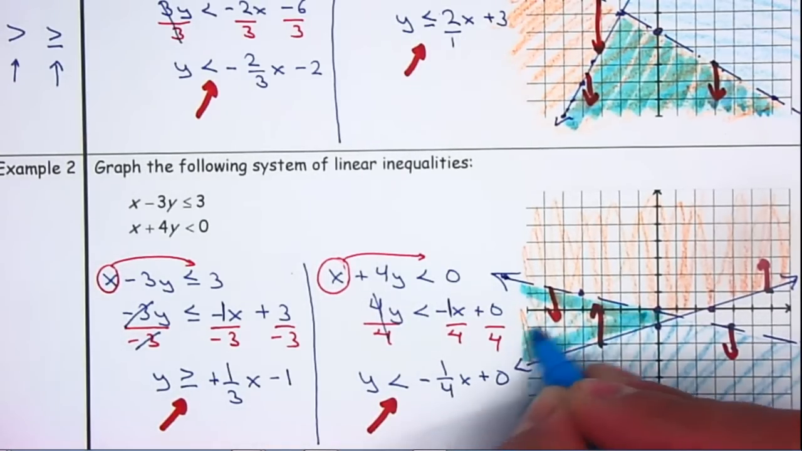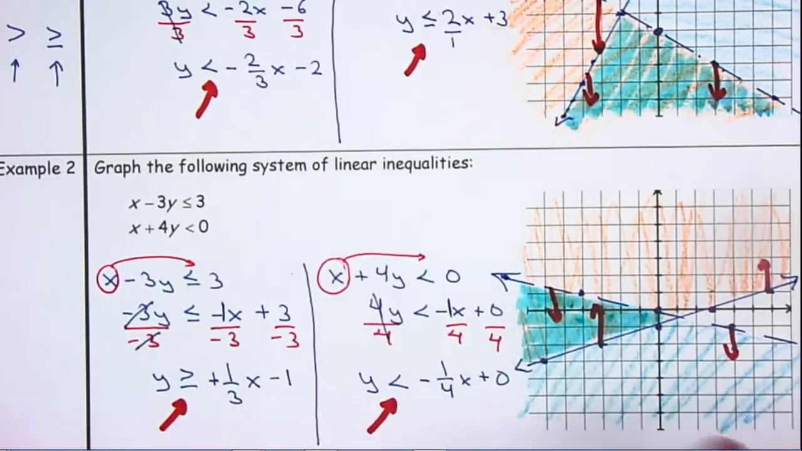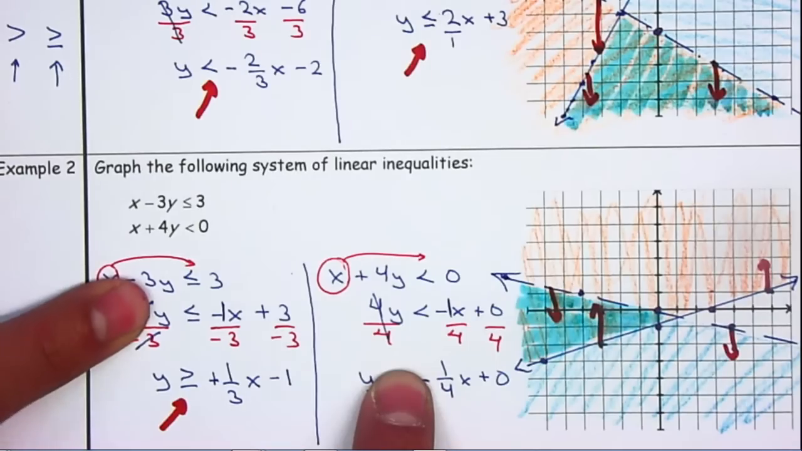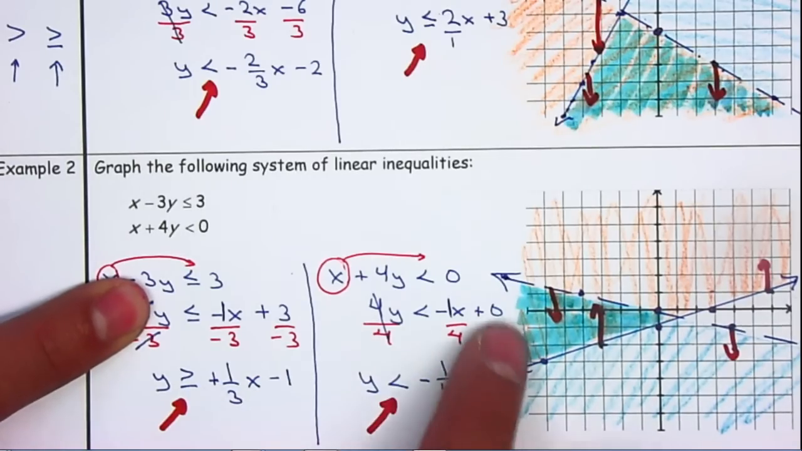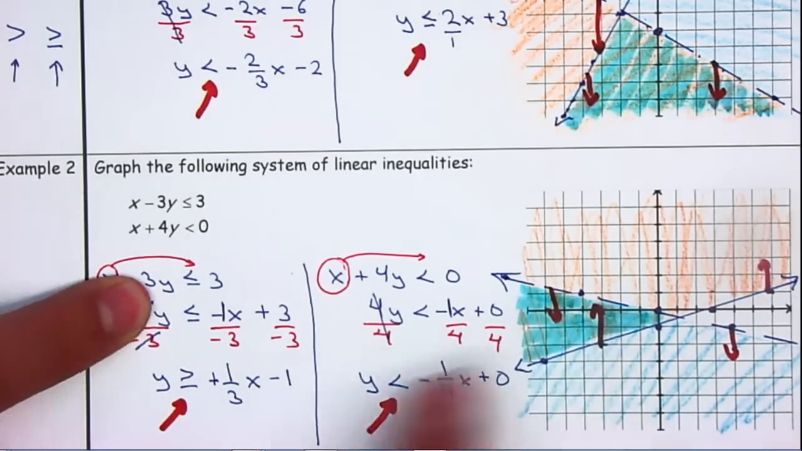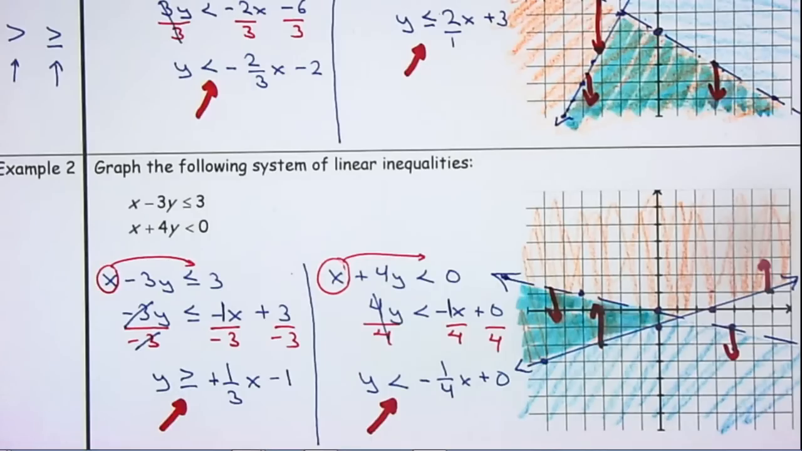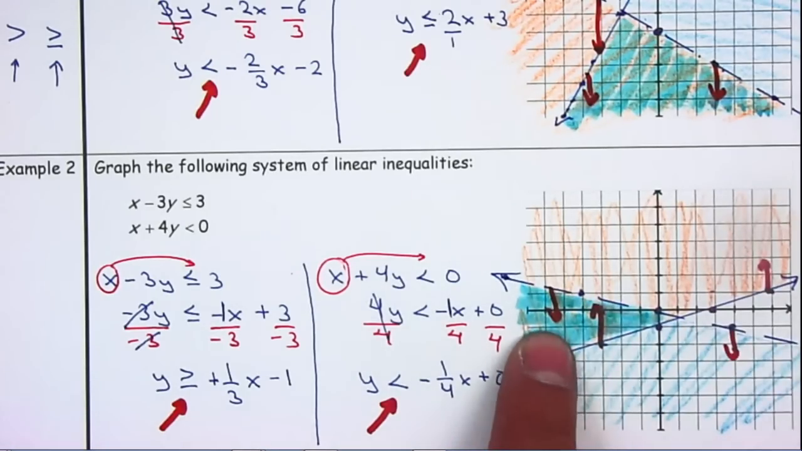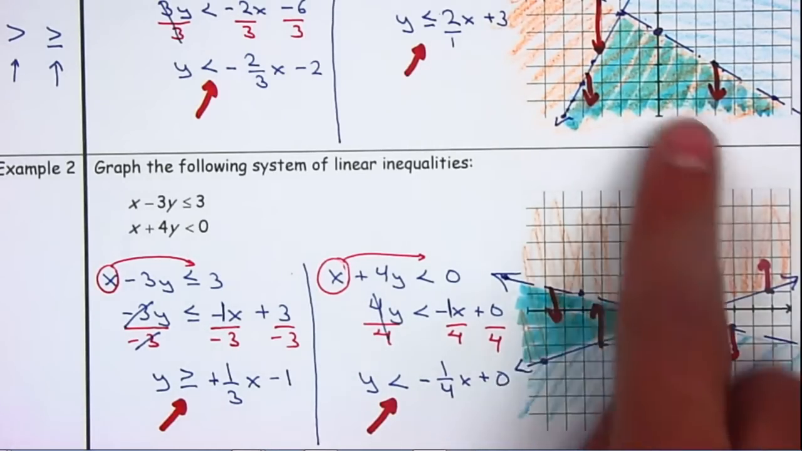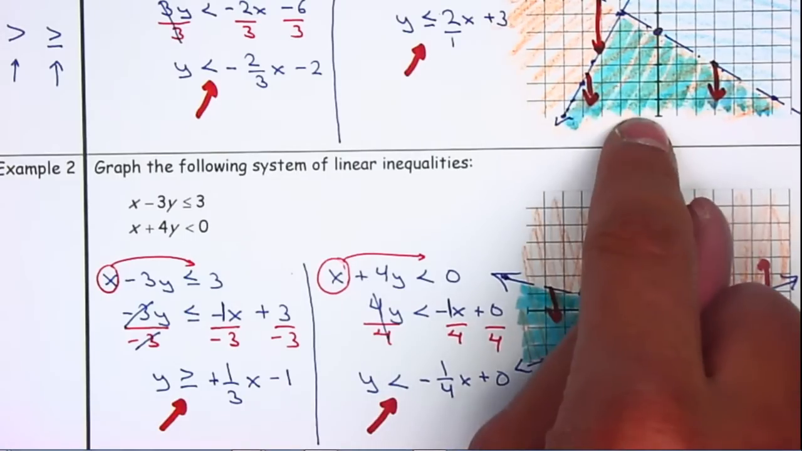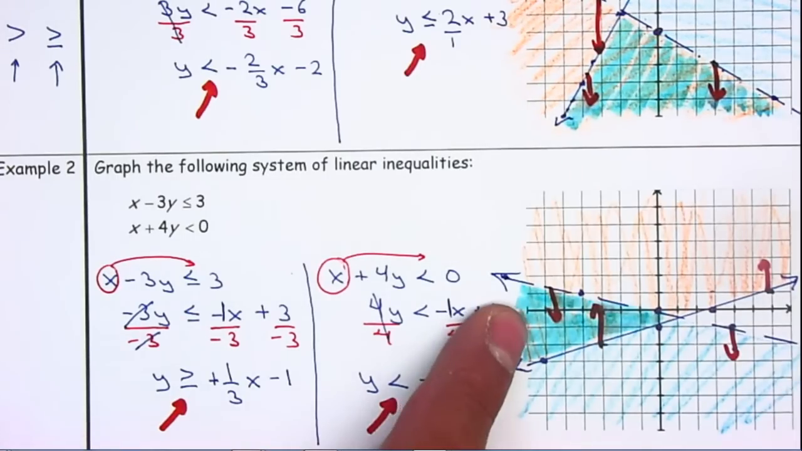Remember, the blue are the solutions for this one. The orange are the solutions for this one. The solution for both is just this triangle. Now, many of you might want to, instead of shading both sides, just draw the arrows. And if you notice, both arrows are pointing to this triangle.